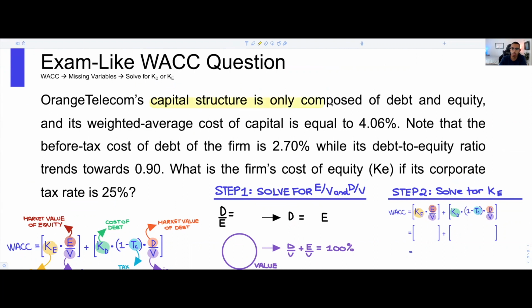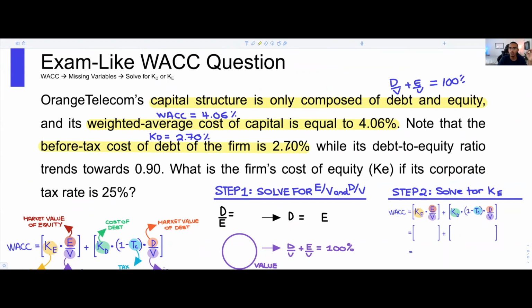Capital structure only composed of debt and equity. So we have D over V plus E over V, and we know that that's equal to 100%. Here they gave us the WACC, and they told us that the WACC is equal to 4.06%. All right. And we also know that the before tax cost of debt of the firm is equal to 2.7. So we could go ahead and write this as being equal to KD, 2.70%.